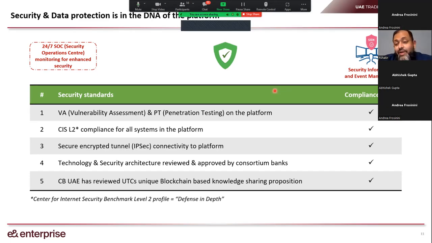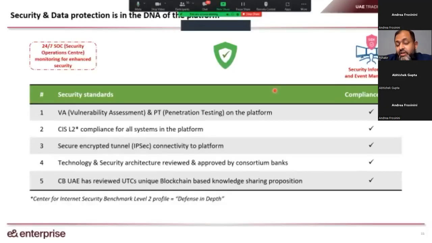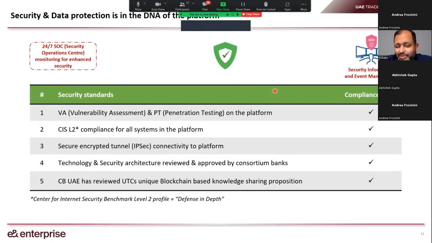And more importantly, as banks are used to, we have a 24/7 SOC in place, and SIEM solutions like Splunk are in place. So it's heavily guarded. It has to be because it's sensitive data. And again, data protection and security is at the very heart of the platform.